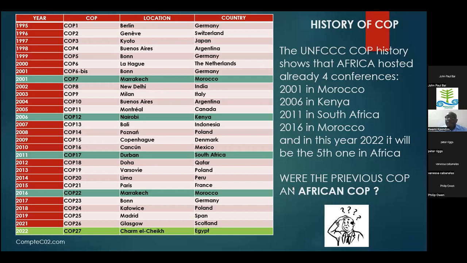So just to recall quickly, from the history of the COP, it has happened four times already in Africa. The first one was in Morocco, the second one in Kenya in 2006, the third one was in Durban, South Africa in 2011, COP17, and the fourth one was in Morocco, Marrakesh, COP22. And the fifth one is coming.